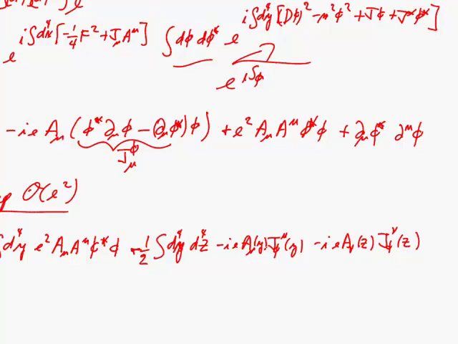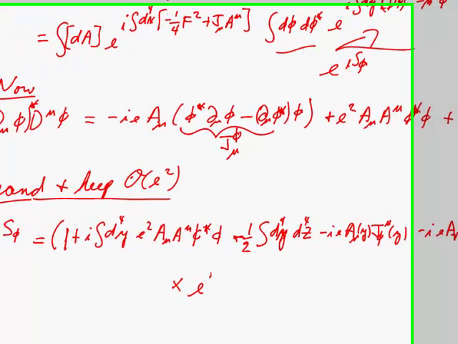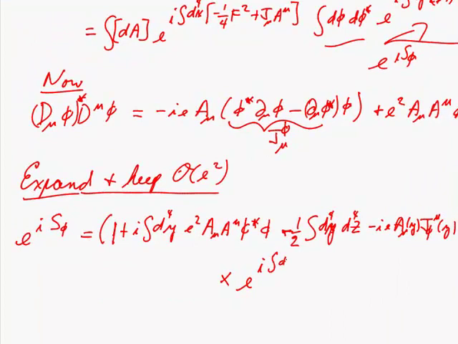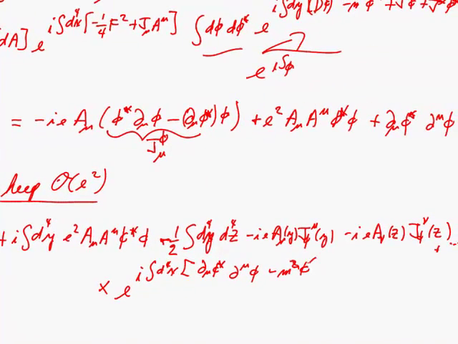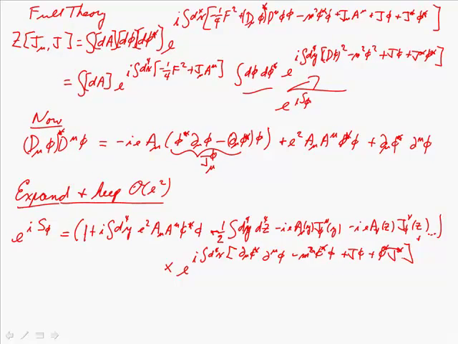Okay, we're still up to that, plus dot dot dot, and then all this is multiplied by e to the i integral d4x, d mu phi star d mu phi minus m squared phi star phi plus j phi plus j star phi star. So I've expanded these pieces, but I have to keep this to all orders in the exponential because there's no small parameter. Okay, we clear on this?